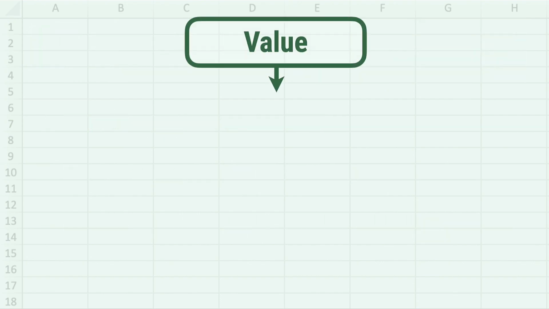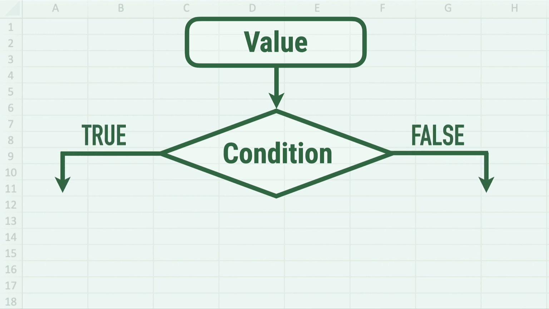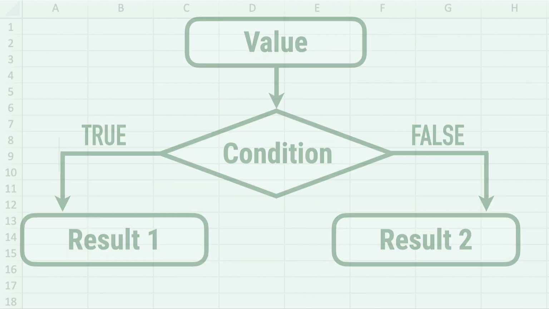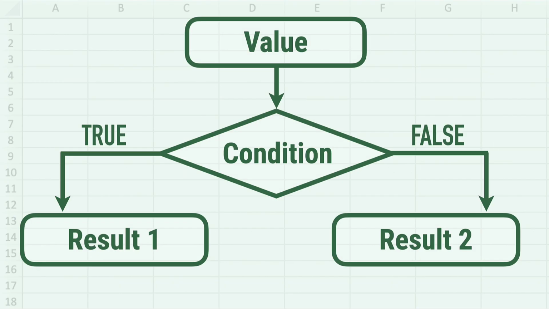The IF function allows you to set a condition that the value being evaluated must meet. Depending on whether the condition is met, the function will take one of two specified paths. When you're using the word "if" in your task statement, this is your first indication that you will likely need to employ the IF function.